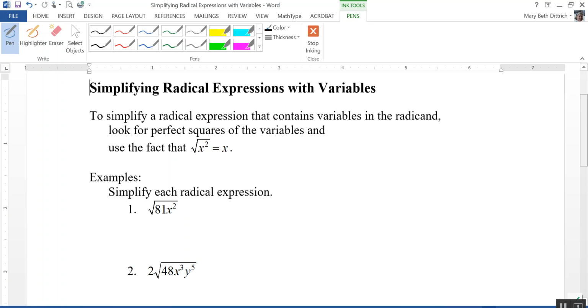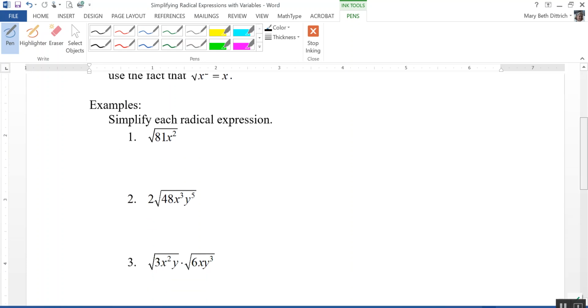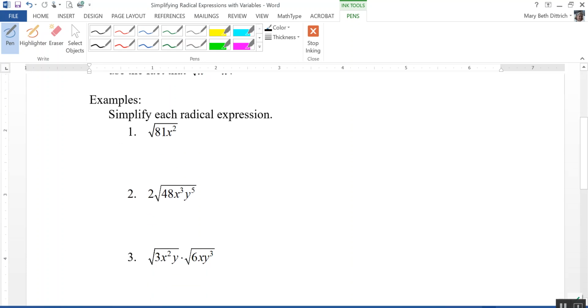It says simplify each radical expression. The first one is the square root of 81 x squared. Well, that's the same as the square root of 81 times the square root of x squared, and I know that the square root of 81 is 9, and the square root of x squared is x, so that simplifies to 9x.